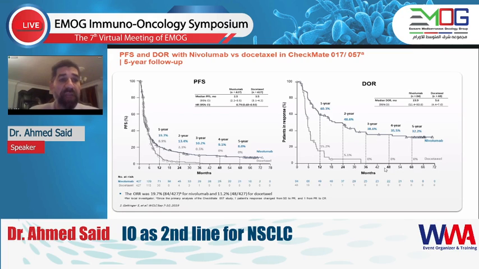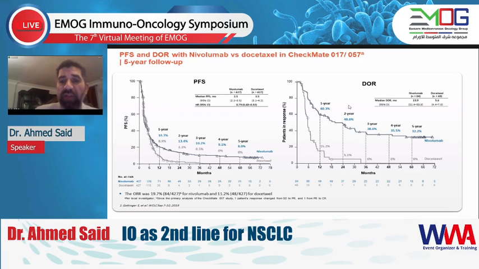Regarding the progression-free survival and duration of response with nivolumab versus docetaxel, we can find that the PFS, even somehow in the nivolumab, is less in the median, but as you can see with the curve, as the patients maintain their progression-free survival, the curve is plateauing, gaining progression-free survival at 5 years of 8% versus 0% in the docetaxel arm.